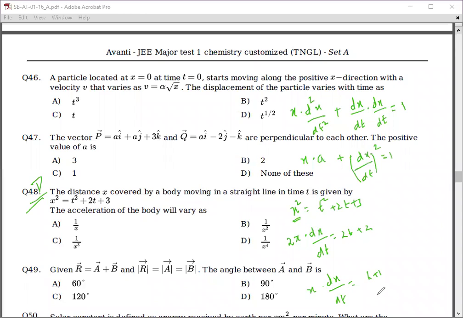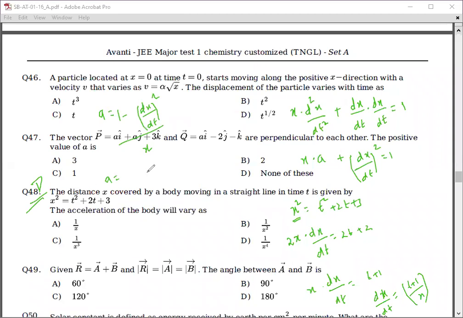And from here, what did I get for dx by dt? Tell me. I got t plus 1 by x. Yes or no? Now is it understood by everyone? Yes or no? So can I just put the value of dx by dt from here to here? Or can I just say that a is equal to 1 minus dx by dt whole square by x? Yes or no?